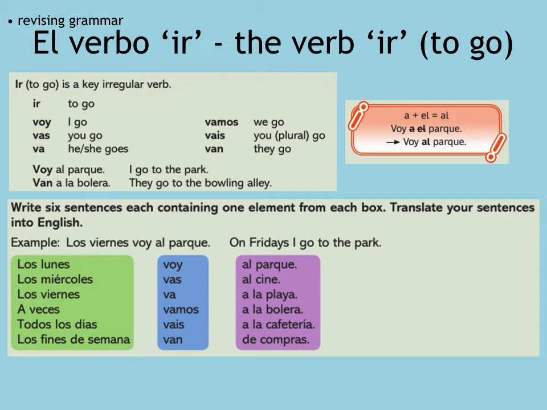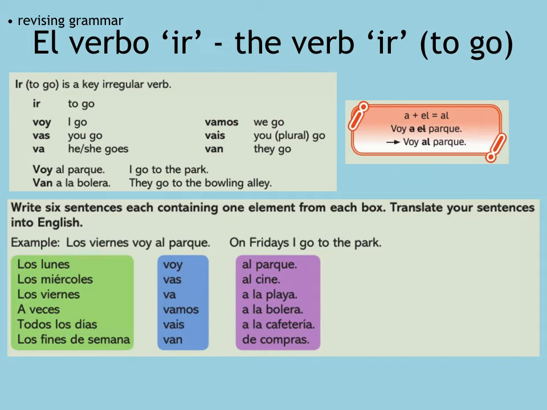So if I was to say voy al parque, that means I go to the park. Remember, that you can't say voy a él. A él, you can't do that in Spanish. Look at the little red, orangey red box on the right hand side. A and él is not allowed. It becomes al. Okay, a la is fine. So you can say van a la bolera, they go to the bowling alley. But remember, when it's a and el, you've got to blend it together and make it al. So what you're looking at here is ir plus a. That means to go to. So voy a, van a.